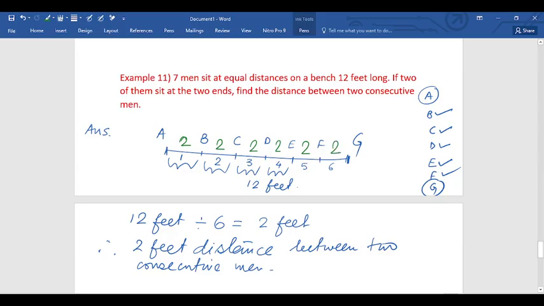Between these two men, 2 feet. Between these two men, 2 feet. Between these two men, 2 feet. And between these two men, 2 feet. So 2 feet is the distance between two consecutive men. So this is the answer.